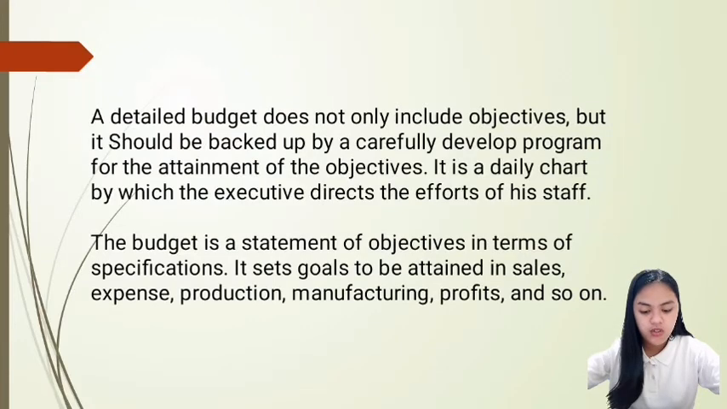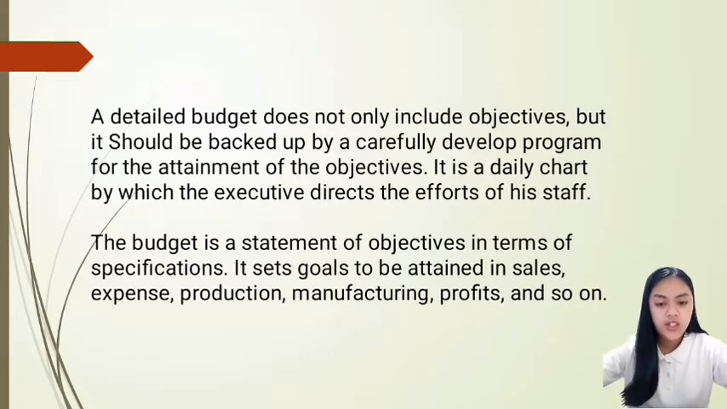A detailed budget does not only include objectives, but it should be backed up by a carefully developed program for the attainment of the objectives. It is a daily chart by which the executive directs the effort of his staff. The budget is a statement of objectives in terms of specifications. It sets goals to be attained in sales, expense, production, manufacturing, profits, and so on. These goals, however, do not serve their maximum purpose unless they are supported by carefully detailed plans and programs which indicate courses of action that will make it possible to attain the figures presented in the budget.